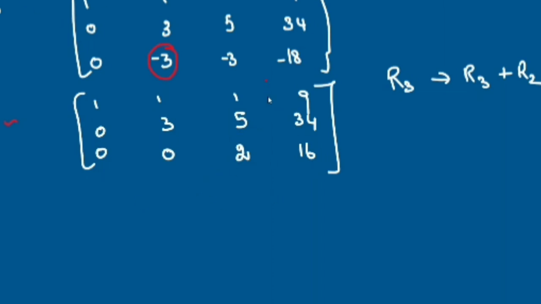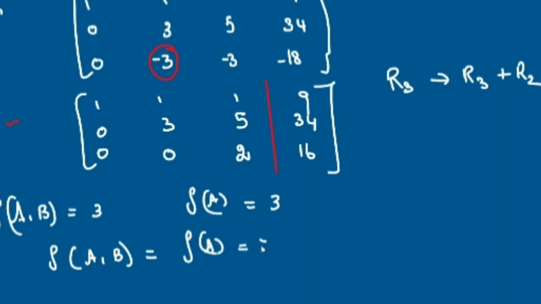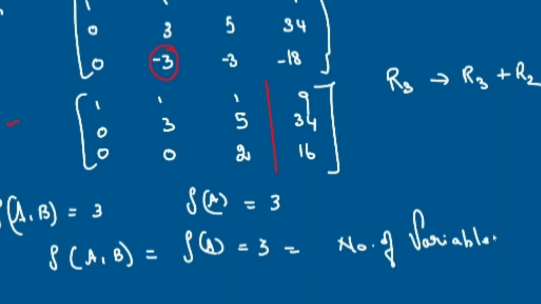Now we have to find the rank. First we find the rank of the full matrix, the augmented matrix AB. How many non-zero rows are there? 1, 2, 3. Now find the rank of A; check this matrix alone. Once again it is 1, 2, 3. Rank of AB is equal to rank of A, which is equal to 3, and 3 is equal to the number of variables. Sometimes you won't get 3. Here we are getting 3, equal to the number of variables, and there are 3 variables.